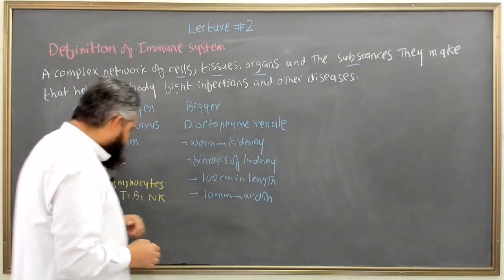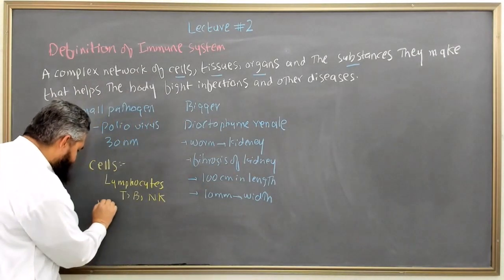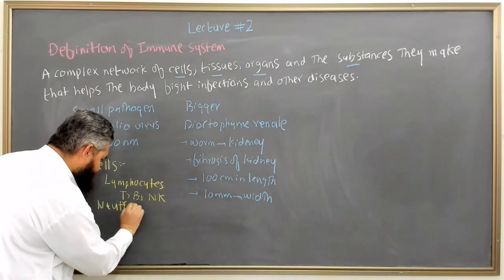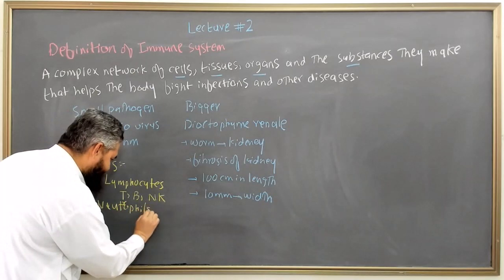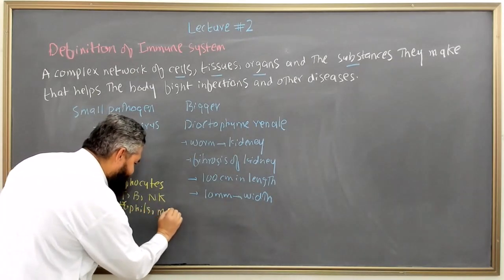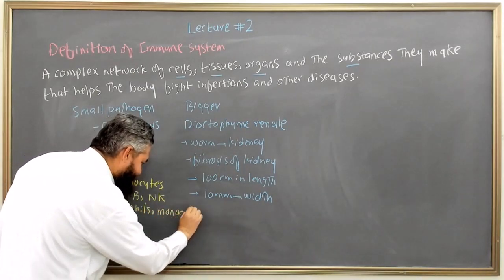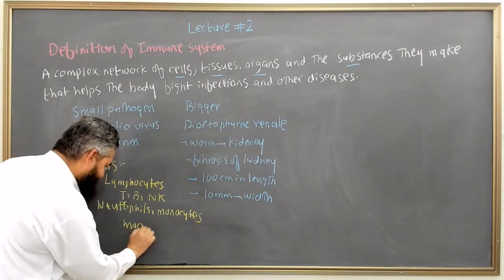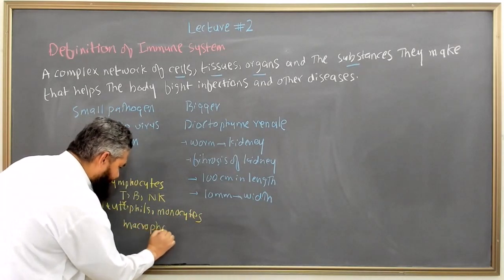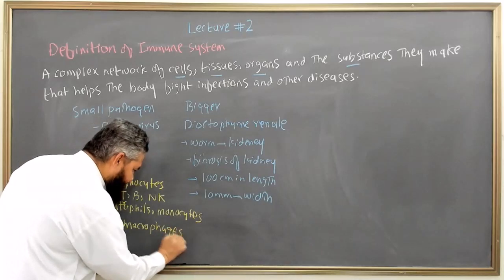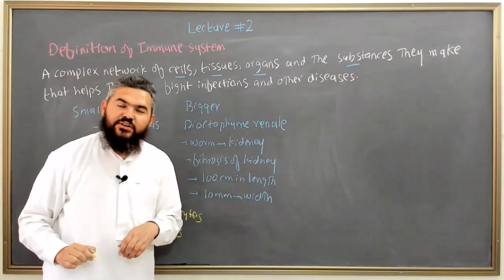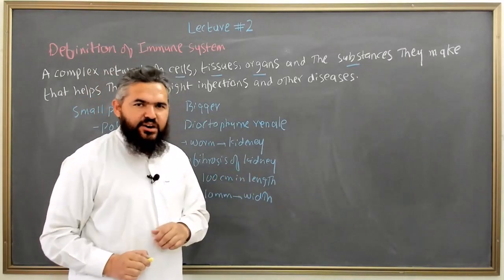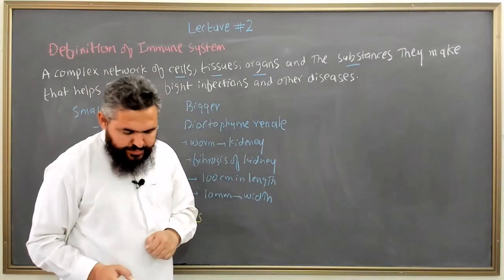Another important kind of cells includes the neutrophils, the monocytes, and the macrophages. So these are the important kinds of cells that are part of the immune system, thereby making part of the complex of the immune system.